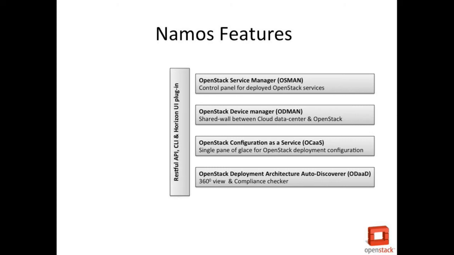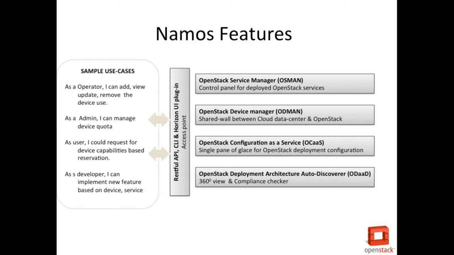Okay. To access all these features, Namos provides the CLI, API and the Horizon panel. So, let us see some example use cases. For the operator, I can onboard the device. Also, if you want to fine tune a configuration, I can do that. As a cloud admin, I can manage the quota or the reservation, and as a developer, mainly I can bring any features which depend on the device, because Namos gives the representation for the device.